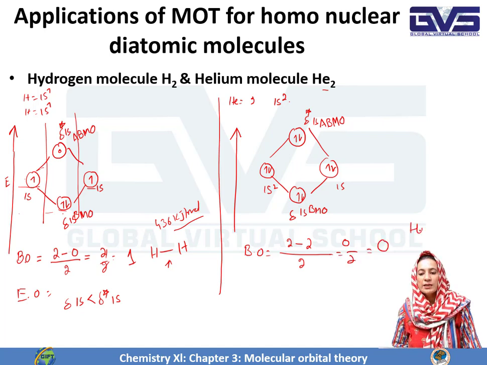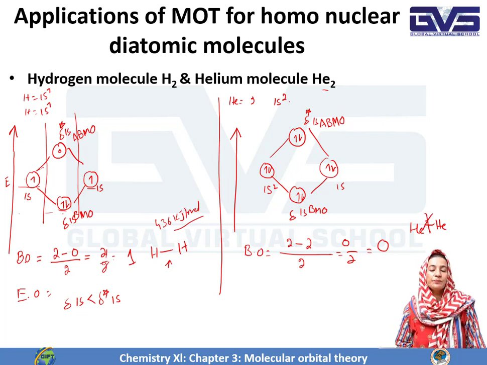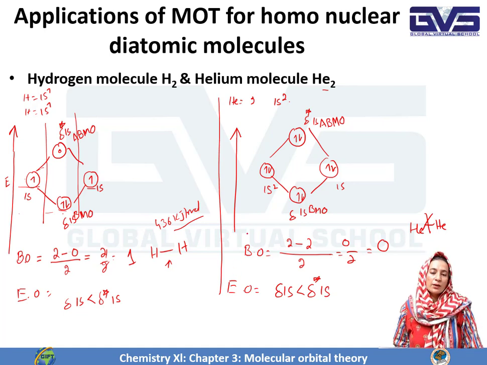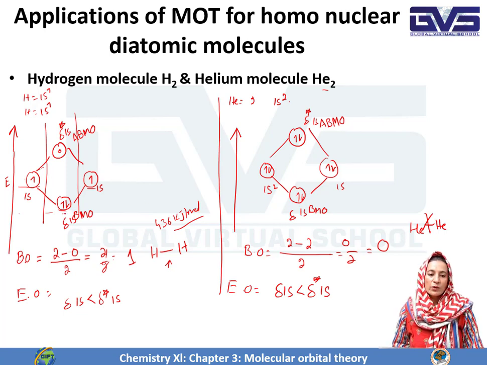It means there is no bond between helium and helium, and its energy order will be sigma 1s less than sigma star 1s. So this is the molecular orbital diagram. These are diamagnetic. There are no partially filled atomic orbitals in the molecular orbitals. This will be explained more in the next lecture about paramagnetic behavior. These are smaller atoms with smaller electronic configurations.